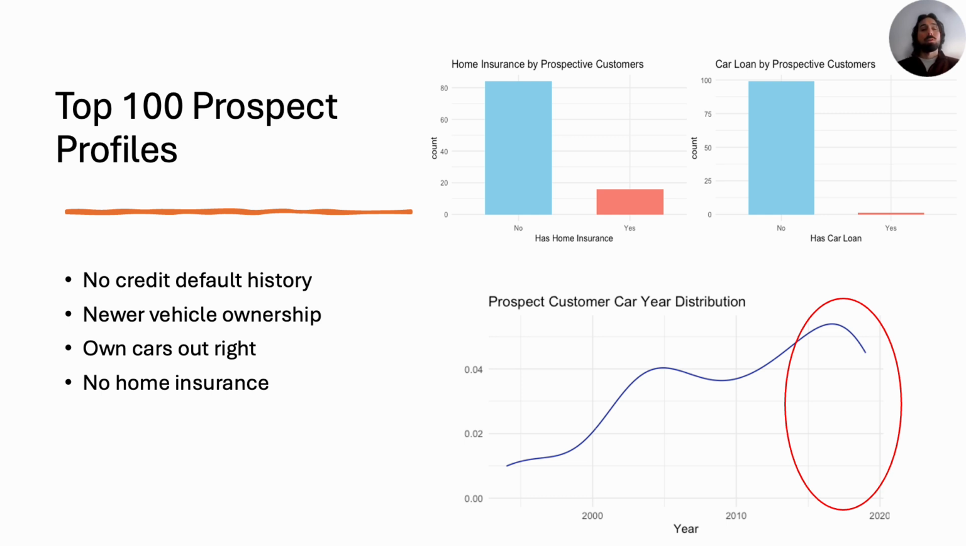And staying on the topic of cars, almost 100% of the identified customer targets do not have a car loan, which means they should own their car outright and reduces the risk of having issues obtaining title in case of a default. And finally, like we saw with our historical loan acceptors, the majority of these potential customers do not have home insurance, which historically has been a strong indicator of accepting previous offers.